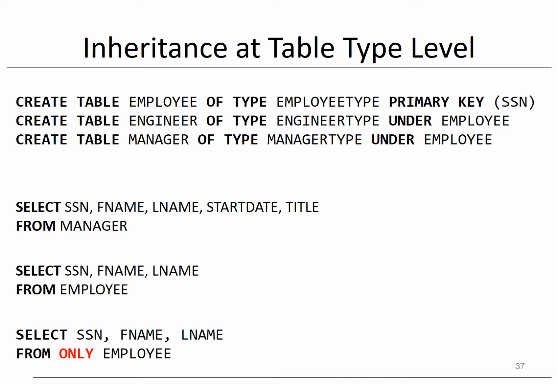Suppose we now have the following query. Select social security number, fname, lname from employee. This query will retrieve the social security number, fname, and lname of all employees, including the managers and engineers. In other words, tuples added to a subtable are automatically visible to queries on the supertable. If we want to exclude the subtables, we should use the keyword only, as shown in the query at the bottom.